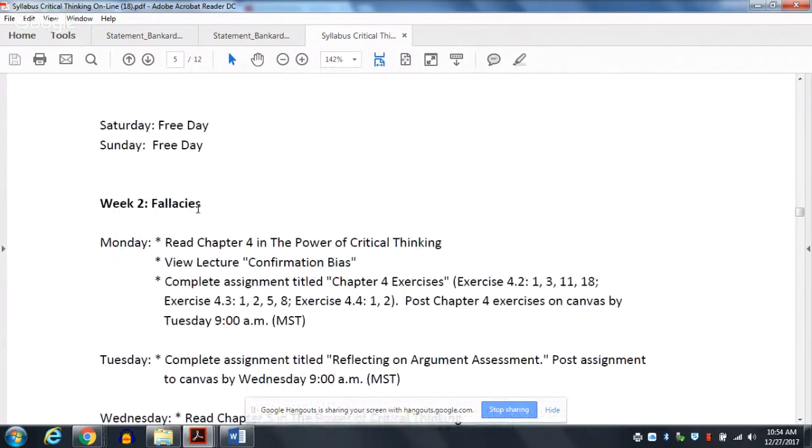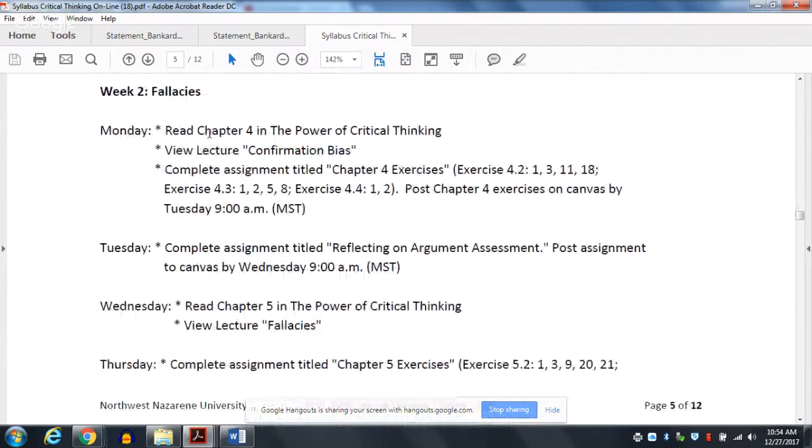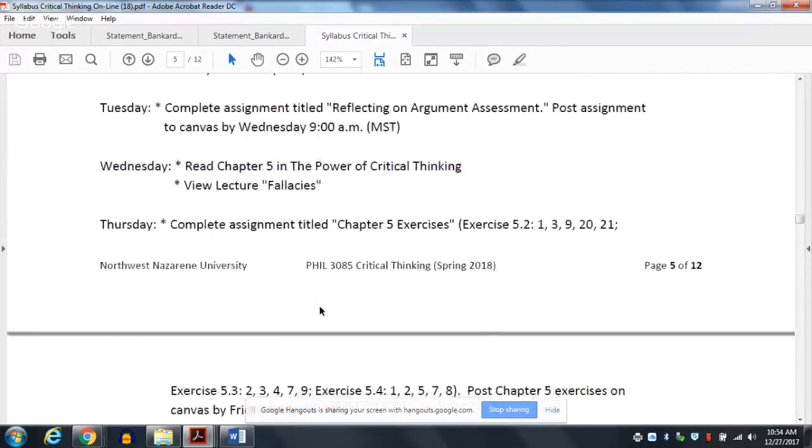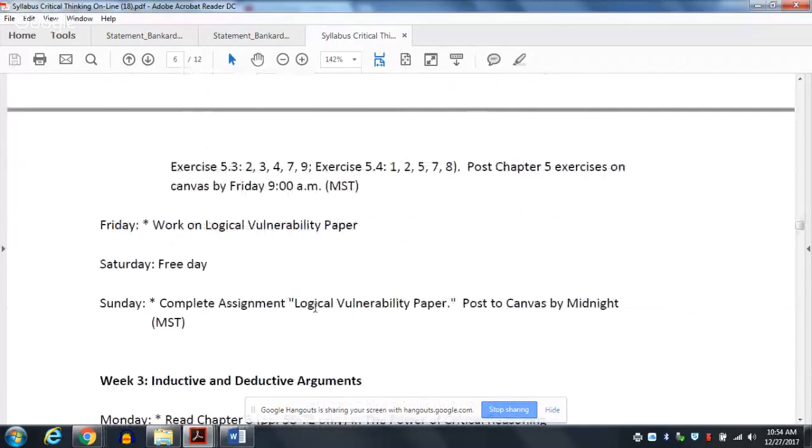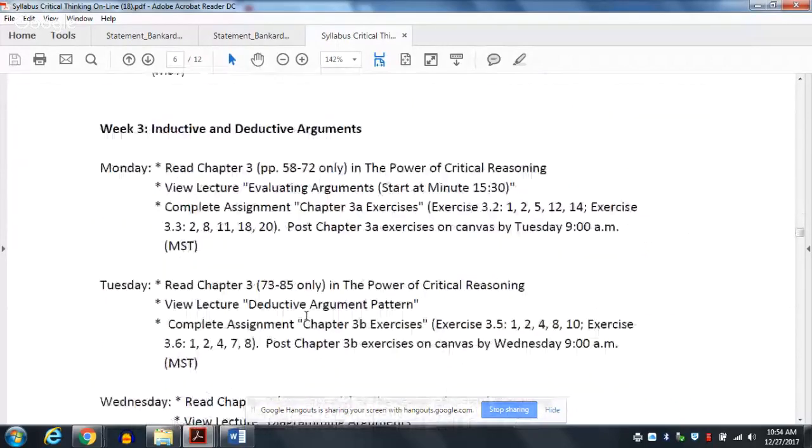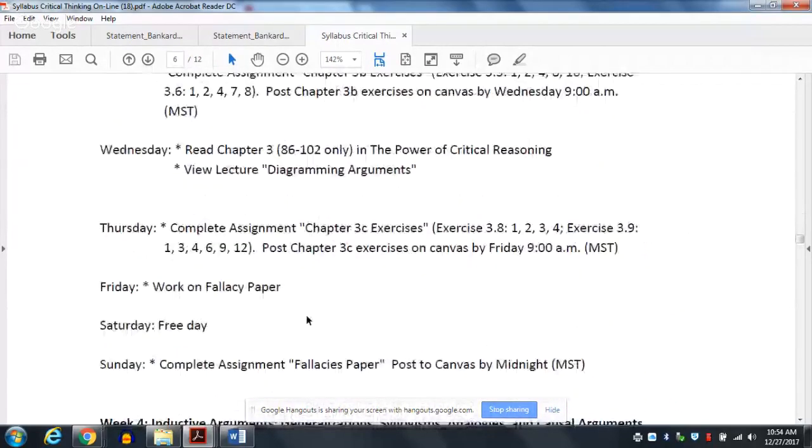Week 2, we're going to start with fallacies. And again, on Monday, I want you to read chapter 4, view the lecture, complete the assignment by Tuesday, 9 a.m. Each day of each week is given to you right here in the syllabus. And again, you can find it under modules. Familiarize yourself with the schedule, look through. If you have any questions, please let me know.